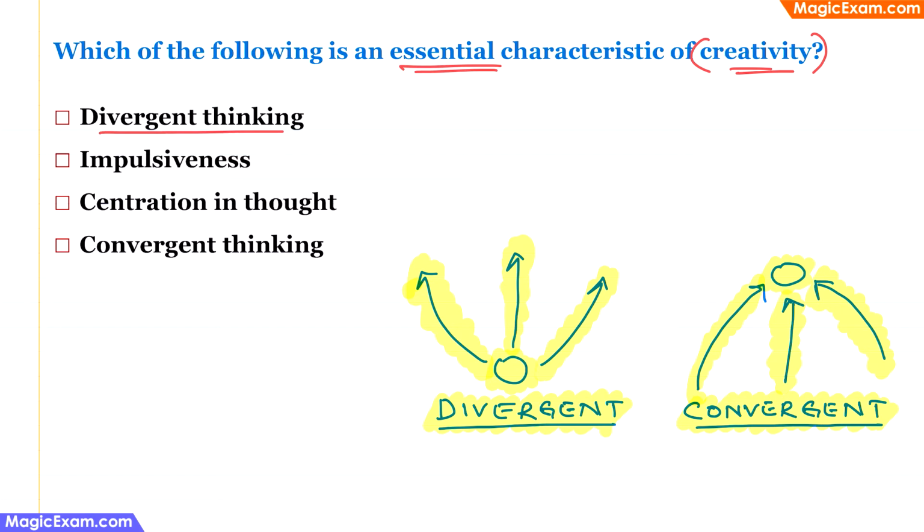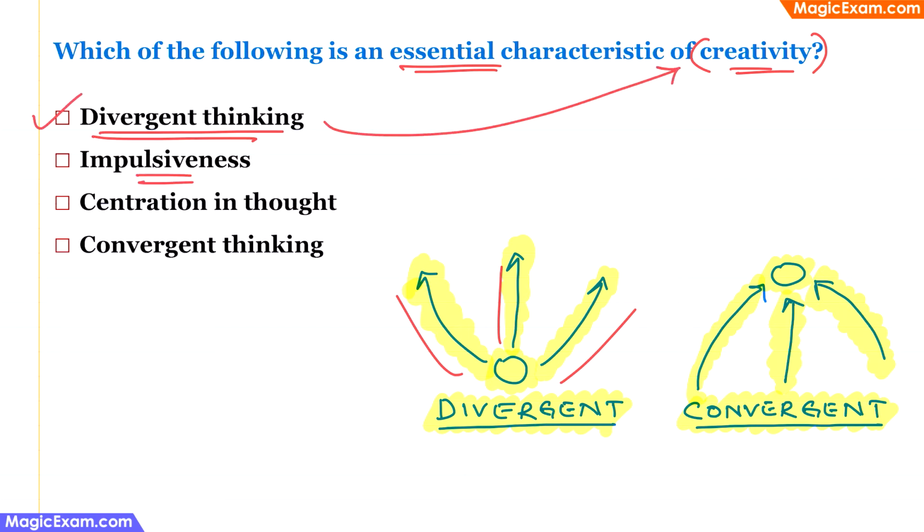So divergent is where you are not just thinking the same way that everybody else is thinking, but you are able to think in a different direction. Therefore, divergent thinking is an essential characteristic of creativity, and this is the correct answer. Impulsiveness is just a tendency to do things without thinking. Therefore, impulsiveness is not an essential characteristic of creativity.